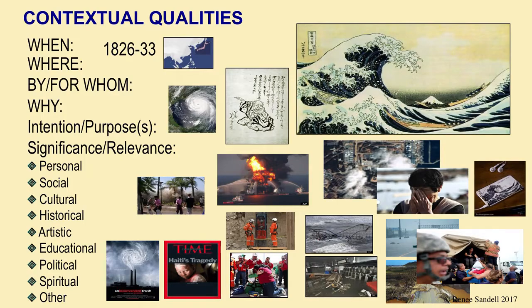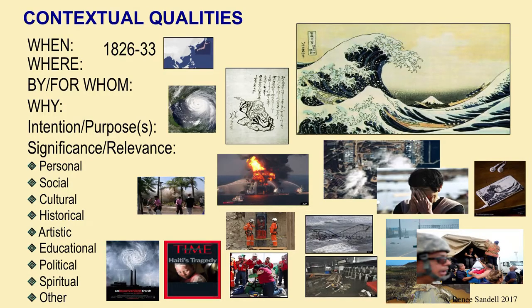When was this work done? Well, it wasn't done in 1 year. It was done over a period of time from 1826 to 33. Where? In Japan, a set of islands. By whom? Hokusai. Hokusai was a painter and wood engraver, and we can learn about him from this illustration of his self-portrait that he did at the age of 83.